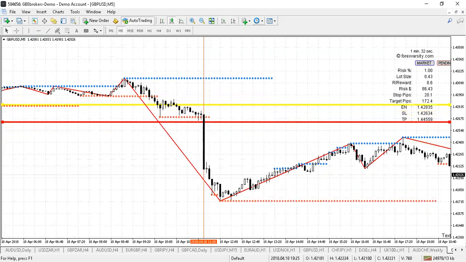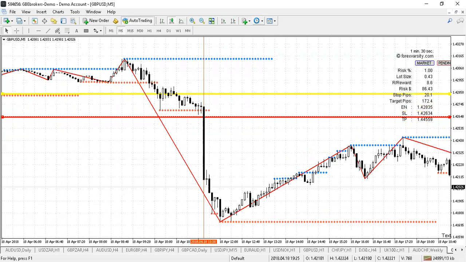So if you've got 2 pendings in place, obviously this is where the candlestick opened at this particular point. I hope you guys can see my cursor.